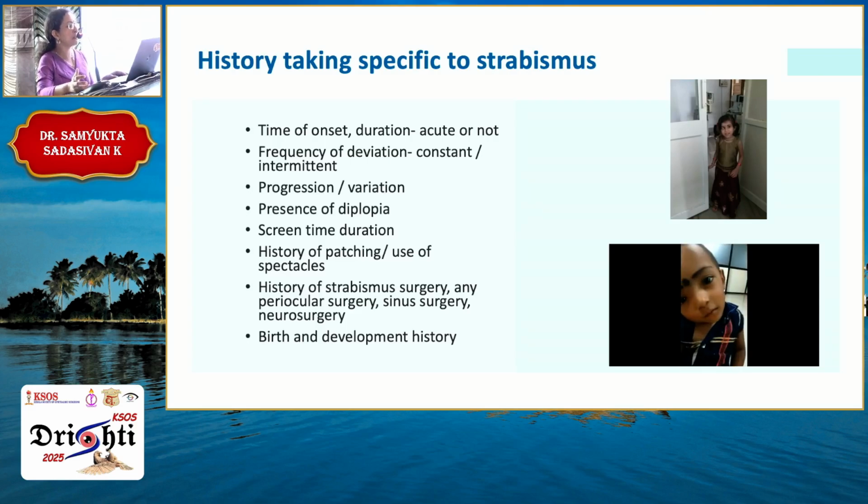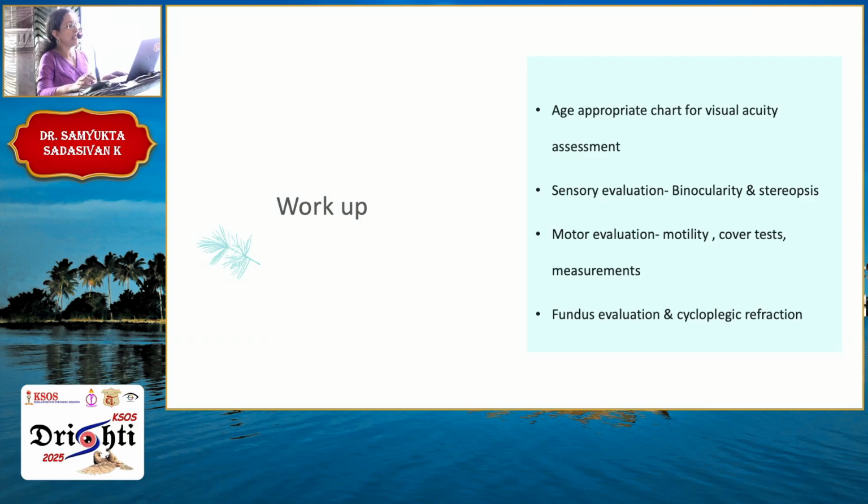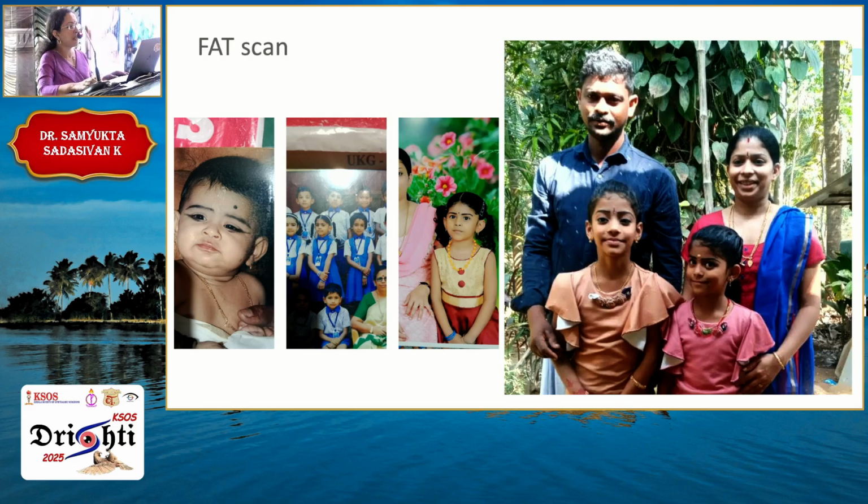the child, the visual behavior, mobility, and the family social dynamics. We initiate workup with age appropriate methods of visual acuity assessment, followed by sensory evaluation to assess binocularity and stereopsis, and then motor evaluation. Again, fundus evaluation and cycloplegic refraction follow. Always imperative to take a FAT scan, familial album tomography scan. See, here the child has been maintaining the constant anomalous head posture right from her infancy into childhood.